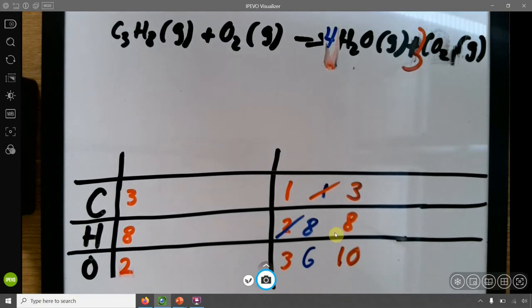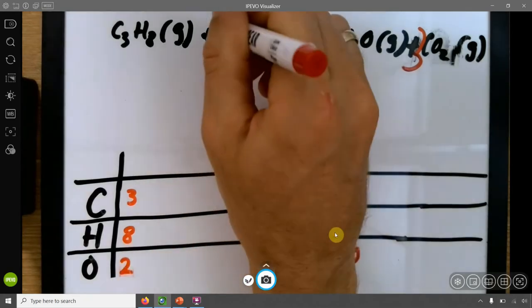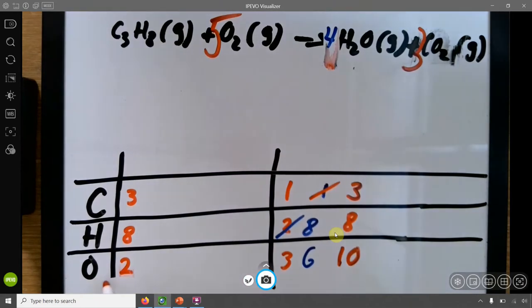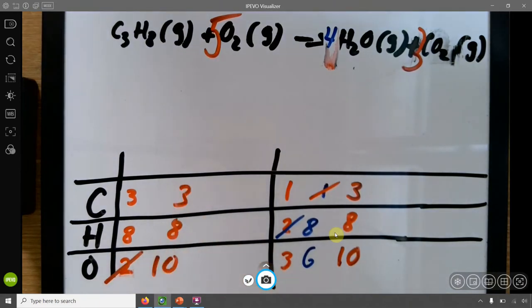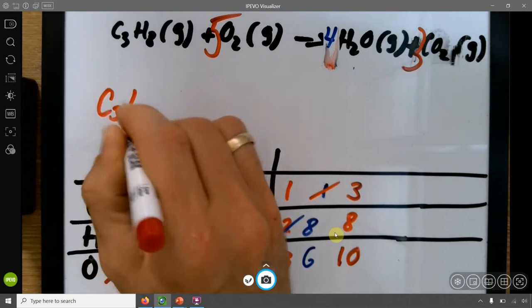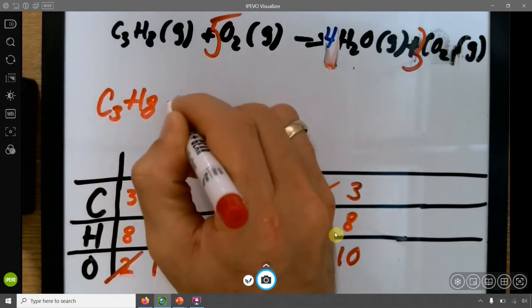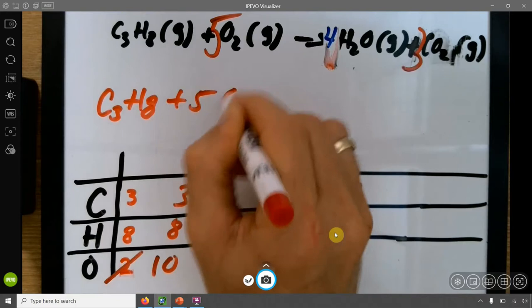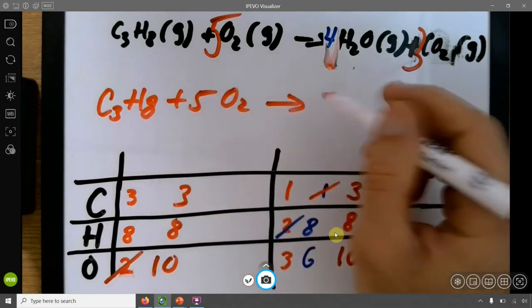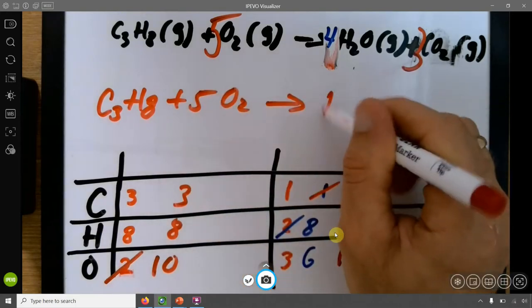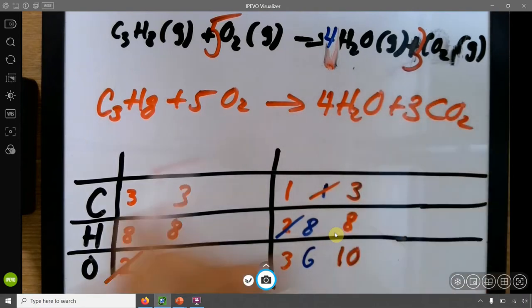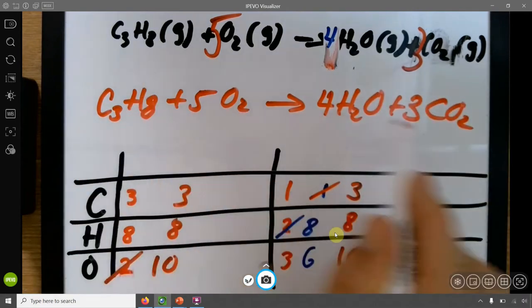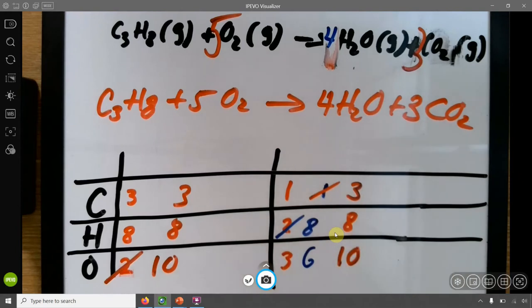Well, now I can easily fix that because I have 2 on the left side and oxygen is by itself. I can just stick a 5 right here, and now when I stick the 5, this will become 10, 8, 3, and everyone here is balanced, and my balanced equation will look like this. Plus 5 oxygen. I just omitted the states, but I just want to show you mathematically what's happening. It looks like this at the end. Okay, and the correct answer would have the states. You know, gas, gas, gas, gas. I just omitted it just to show you the numbers.